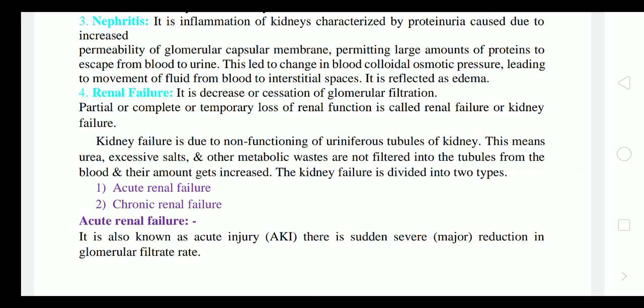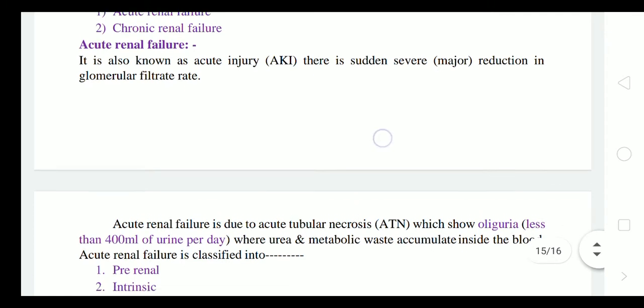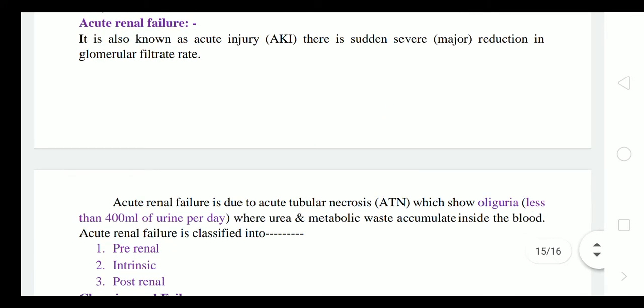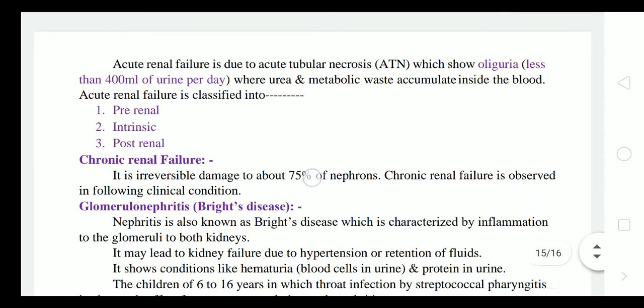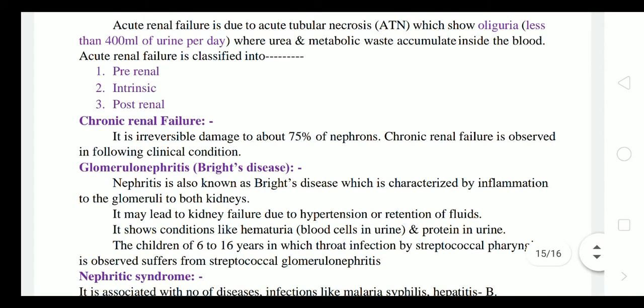Acute means sudden. It is also known as acute kidney injury, AKI. There is a sudden, severe, major reduction in the glomerular filtration rate, which means the function of the kidney is lowered. Acute renal failure is due to acute tubular necrosis, ATN. Necrosis means the dying of cells, which shows oliguria, that is, less than 400 ml of urine per day, where urea and metabolic waste accumulate inside the blood.